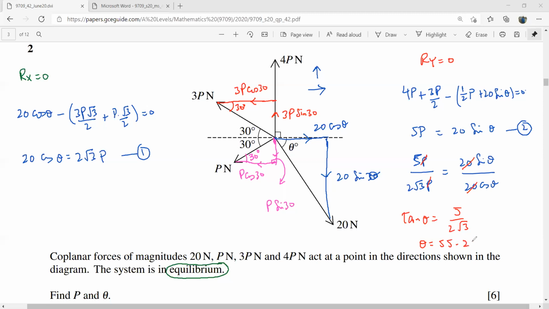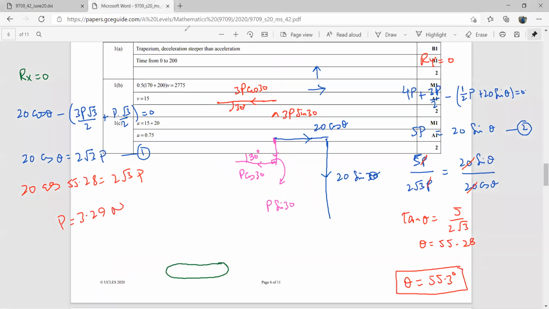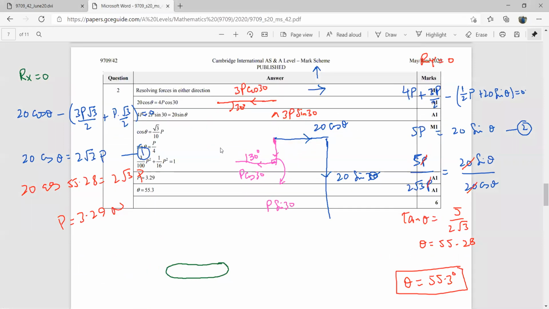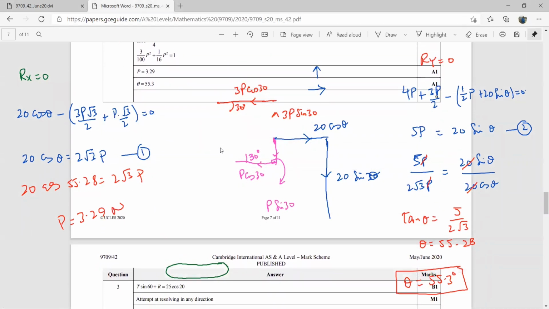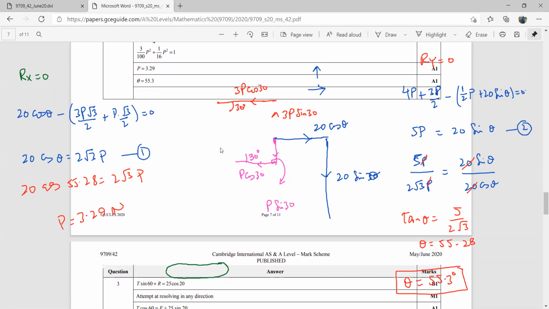55.28. And then just to quote it, I'll be writing this correct to 1 decimal place. And when I have to use this again over here, this is going to be 20 cos 55.28, that is 2 root 3 p. So what is this p? 3.29. Thank you. 3.29 newtons. Let me quickly look at the answers here. Okay, so we have 3.29 and 55.3.